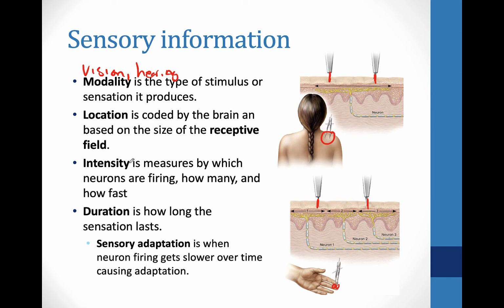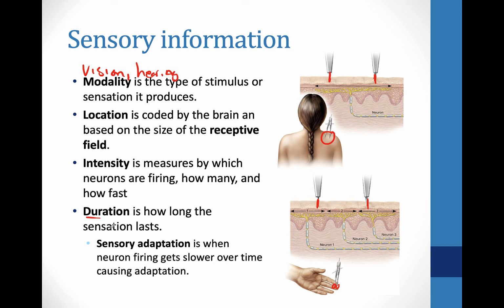Intensity is measured by how many neurons are firing and how quickly. So when neurons fire quickly, they increase the intensity, and increased intensity increases how many neurons are firing. Intensity might be loudness or softness, brightness or dimness of light, mild versus excruciating pain, heat, cold. And then the duration of a sense is how long it lasts.